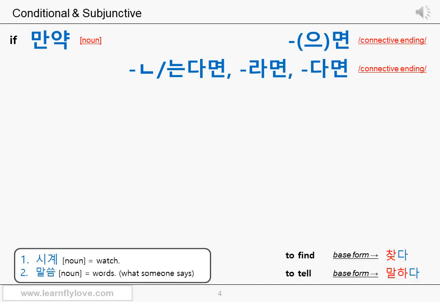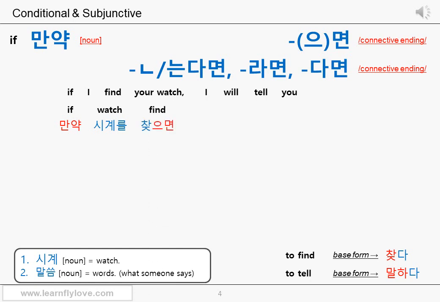Let's make actual sentences with 만약 and 으면, 다면. Let's take a look at the English sentence first. If I found your watch, I'll tell you. As you see the English sentence, we can know that the speaker is thinking about a real possibility. If, 만약, let's drop off the subject I because it can be understood. Watch, 시계. Let's add an object particle, 를. 시계를. Find, 찾으면.